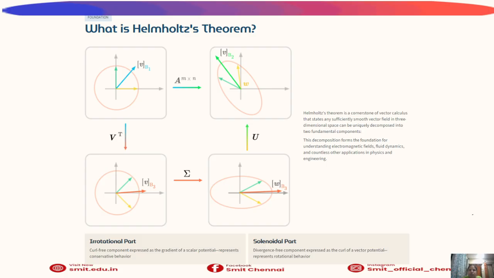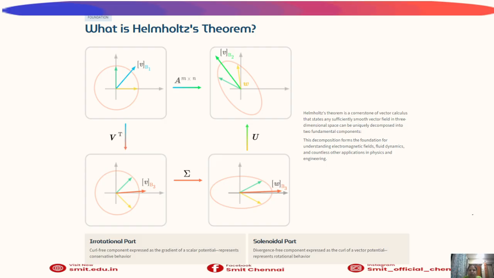Next, we see the solenoidal part. The solenoidal part of a vector field is the divergence-free component, meaning its divergence is zero throughout the region. A zero divergence implies that there are no sources or sinks within the field, and the field lines form continuous closed loops. This component is mathematically expressed as the curl of a vector potential.